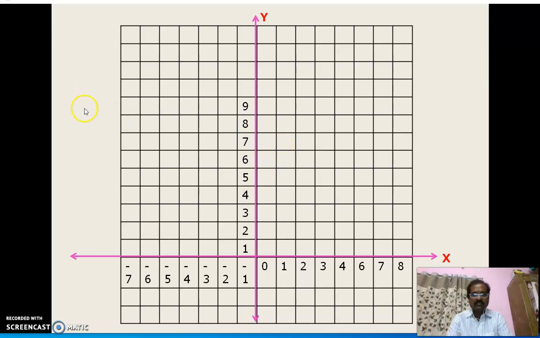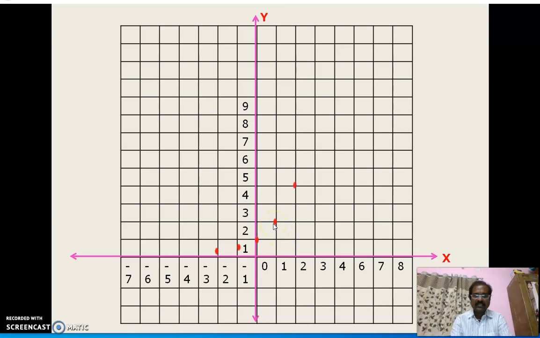Before that, we are taking x is minus 2. What is the value? y is 0.25. This point is x is minus 2, y is 0.25. x is equal to minus 1, that is equal to 0.5. x is equal to 0, that is equal to 1. x is equal to 1, the y value is 2.